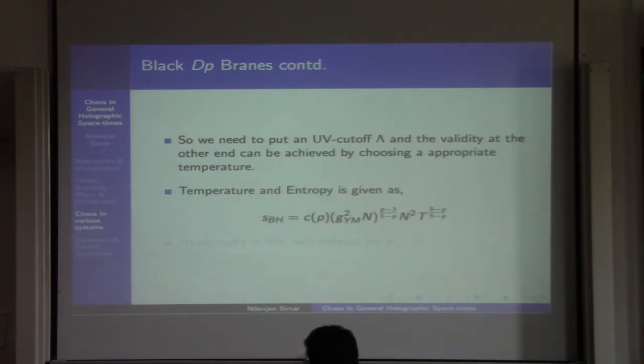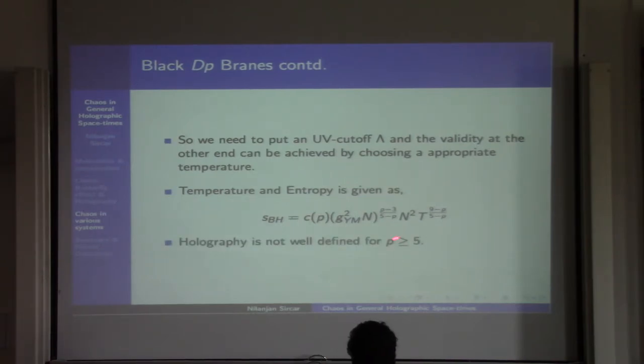So here, you can also calculate the entropy, which is a function of course of this p and also a dimensionful T-squared coupling, unlike before. So for p equal to 3, this coupling independence goes to 0. And also, the holography somehow is not very well defined. The fields become non-local for p greater than or equal to 3.